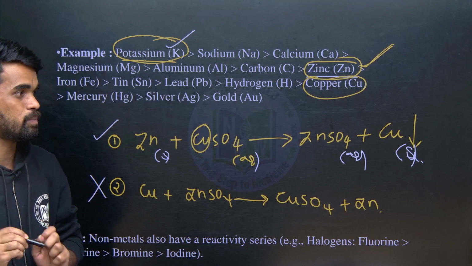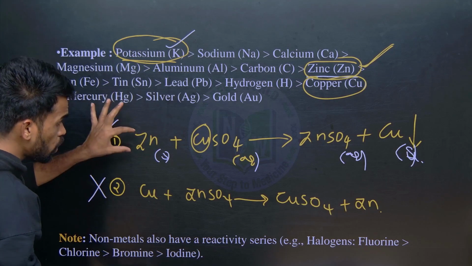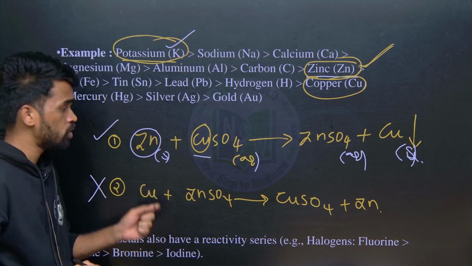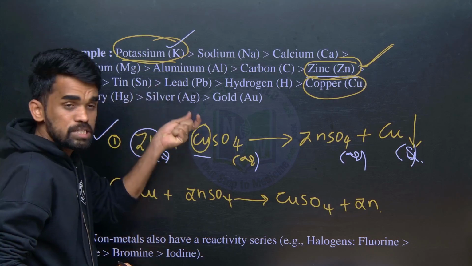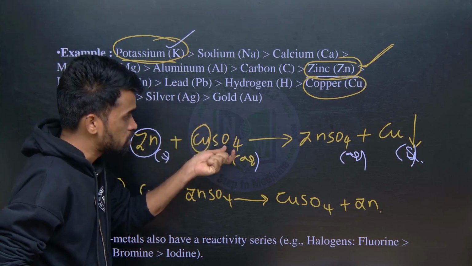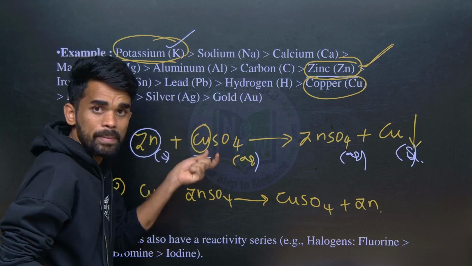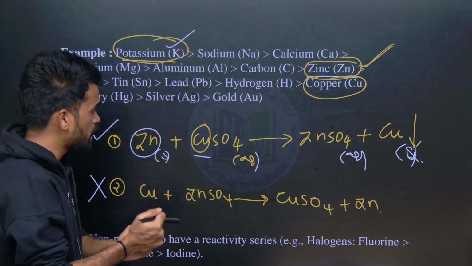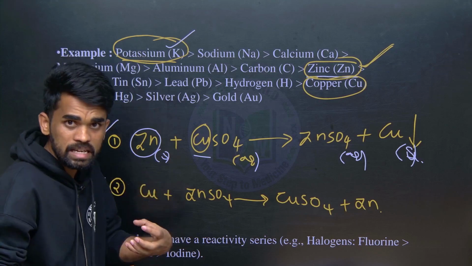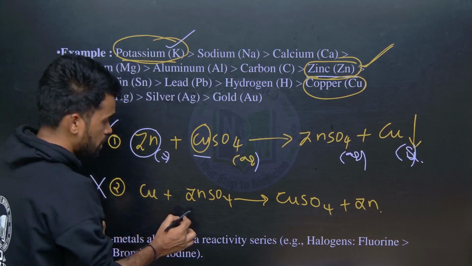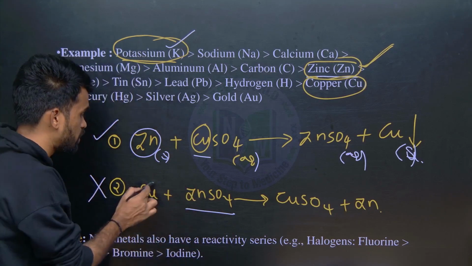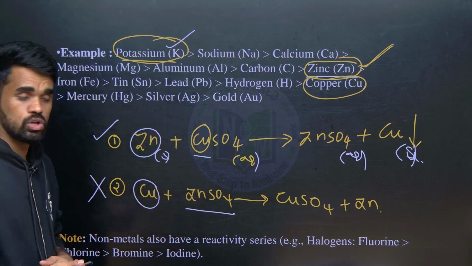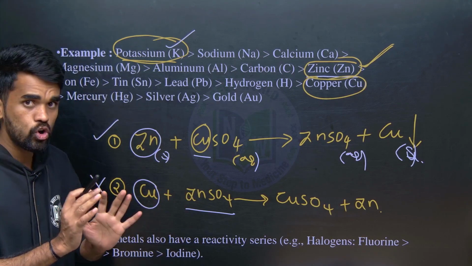Why will it not be possible here? See, zinc is more reactive than copper. Therefore, zinc will only displace copper from its solution, so from its copper sulfate solution. But the reverse is not possible because copper is less reactive than zinc. Therefore, the zinc sulfate remains the same even if we are adding copper to this zinc sulfate solution. I hope it is clear.